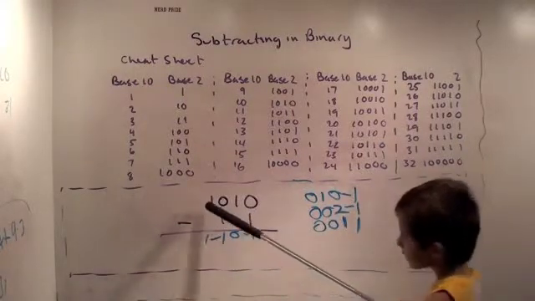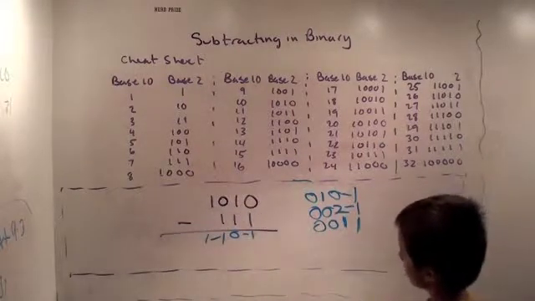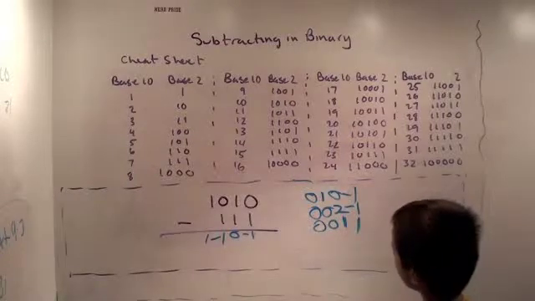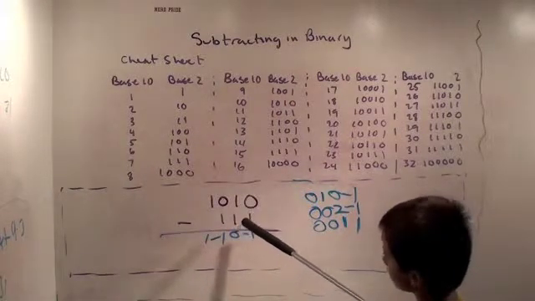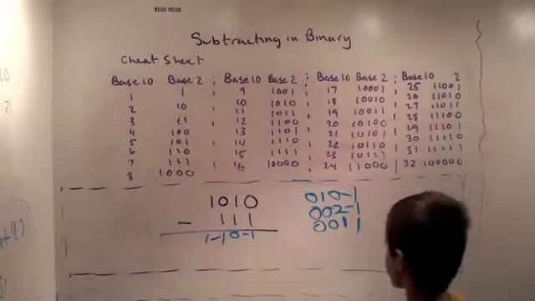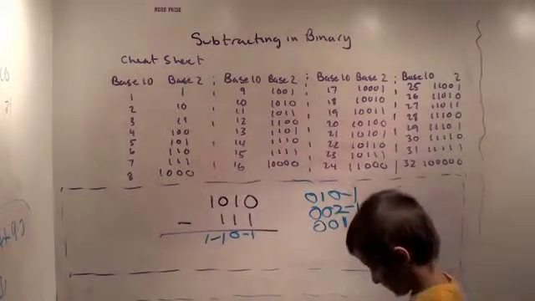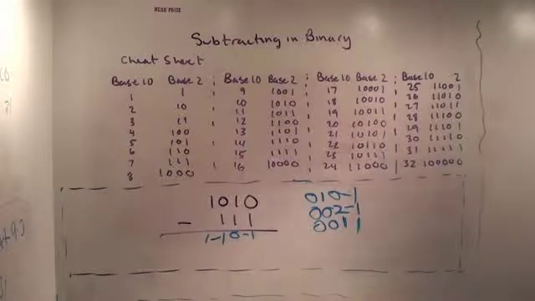All right, so let's see. What is 1010? It's 10. Okay, what's 111? It's 7. Okay, and what's 10 minus 7? It's 3. Okay, and what is 11? 3. Okay, so great.